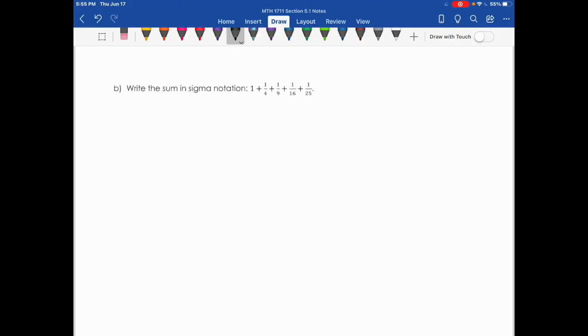When I hit enter, I'm going to get a value of 363. Okay, the next example, part B, says write the sum in sigma notation for 1 plus 1 over 4 plus 1 over 9, etc. If you notice, the denominator of each of those terms is a perfect square. So we're going to write it like this. We're going to have I is equal to 1, and we're going to go to 5, because if it stops at 5, that's my perfect square. 5 squared is 25. And I'm going to write this as 1 over I squared.